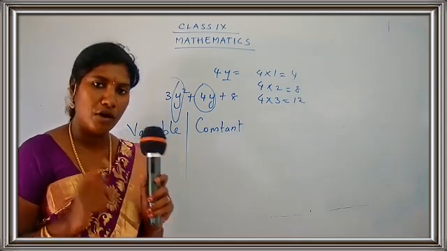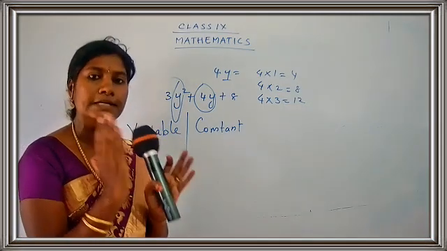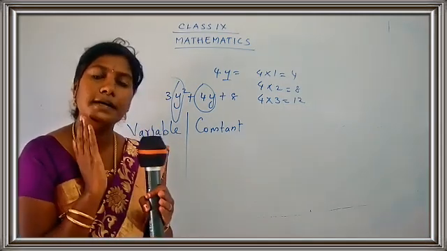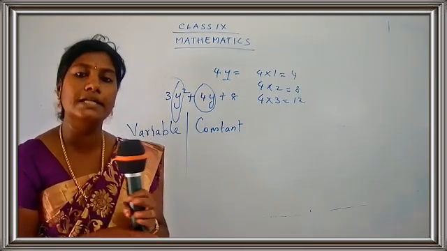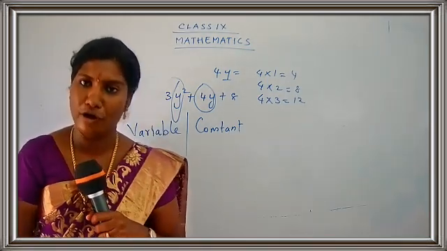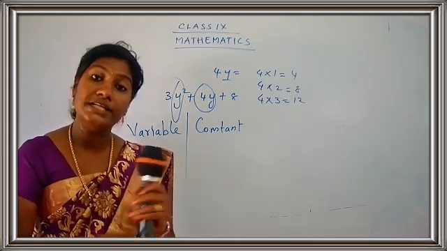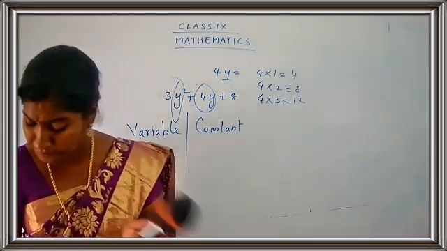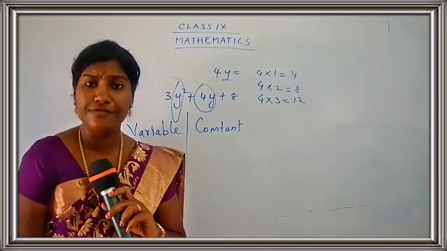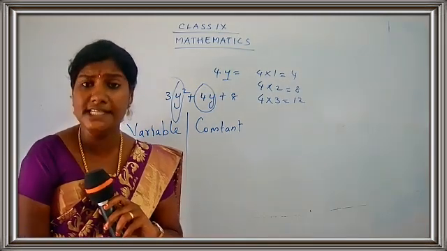So you have to always follow a particular system when you write a polynomial. That system is called the standard form of a polynomial. That is, you can arrange in the increasing order of power or in the decreasing order of power. Okay, children? And then we have seen the degree of a polynomial.